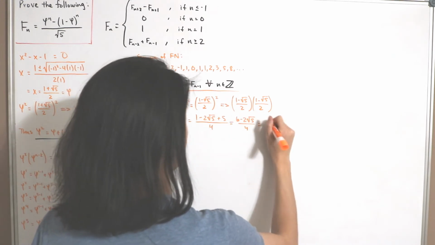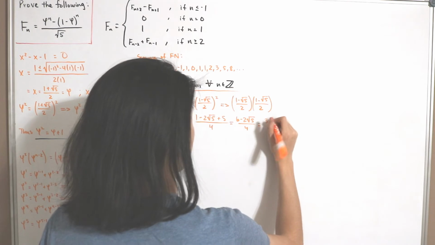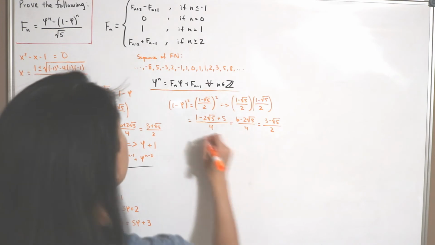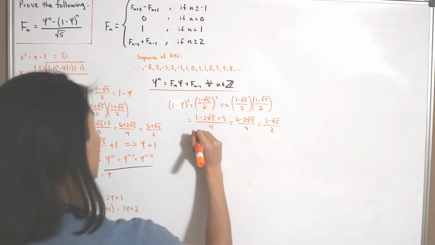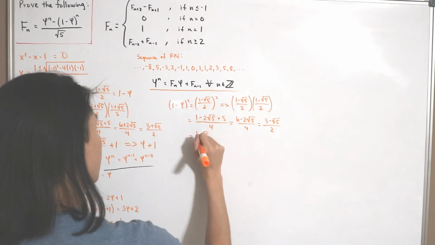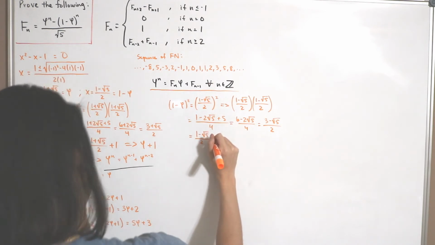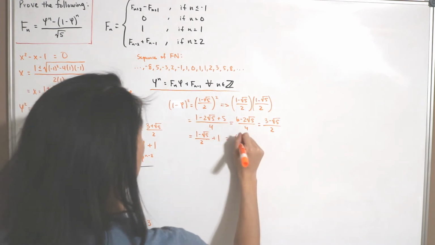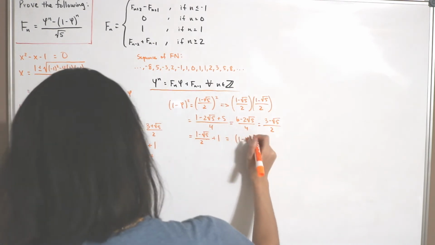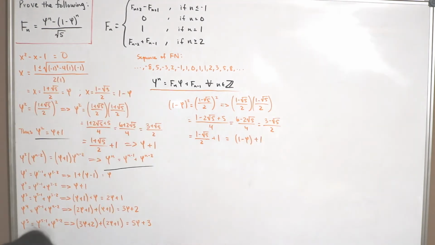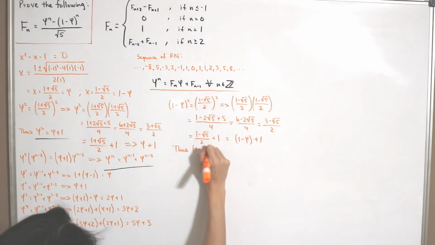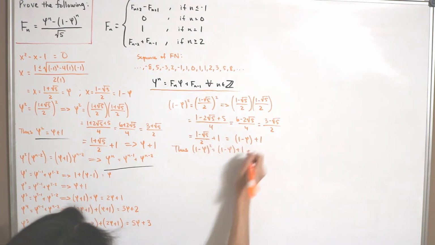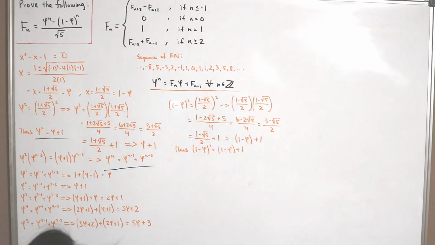Some terms will cancel, so we get that this is 3 minus the square root of 5, and all that being divided by 2. And so really, this can be rewritten as 1 minus the square root of 5 divided by 2, plus 1. And so therefore we can say that that's equal to 1 minus phi, plus 1. Thus 1 minus phi squared is equal to 1 minus phi plus 1. And we'll just underline this little statement over here.